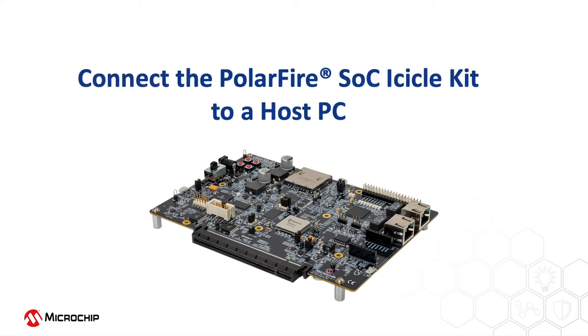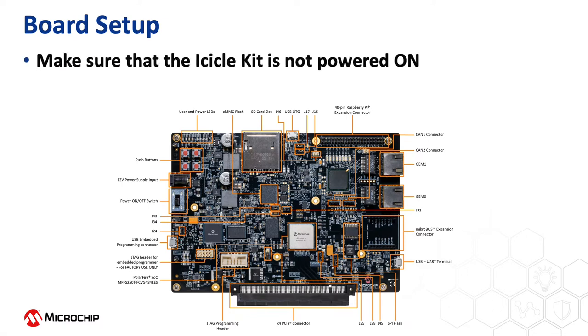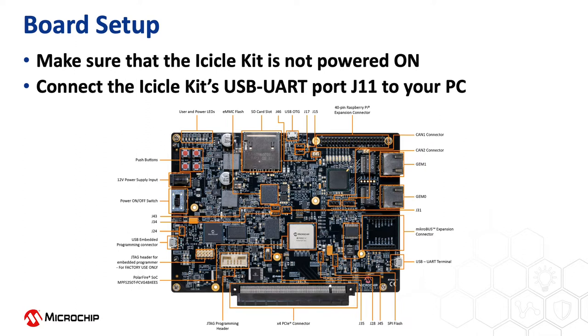Let us now look at how to connect the Icicle Kit to your PC. First, make sure that the Icicle Kit is not powered on. Connect the USB UART port J11, shown here, to your PC.